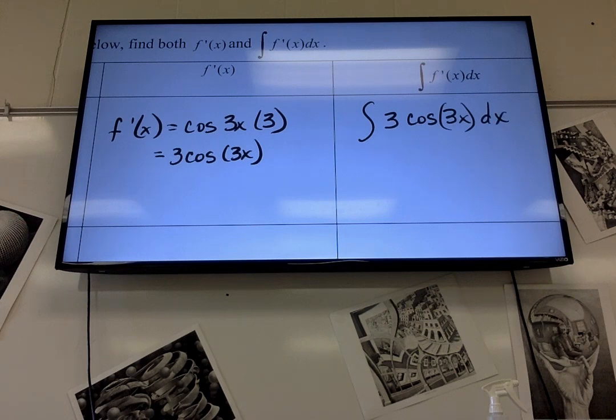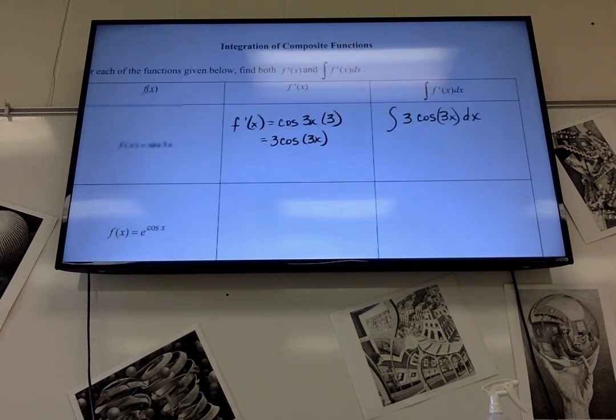What should I get? You take the antiderivative. 3 over 2 sine of something. And 3 over 2 sine. Yeah, you should just get the 2. So wait, the antiderivative of the derivative is f of x, right? What was f of x? Sine 3x.